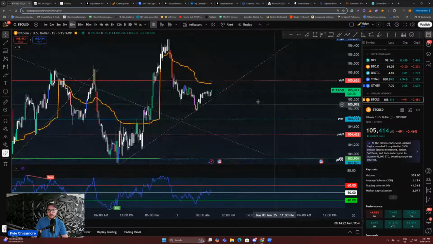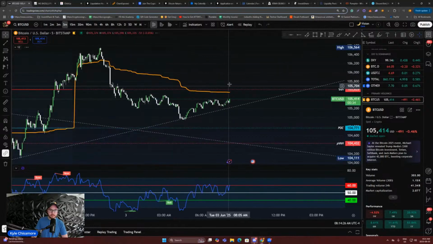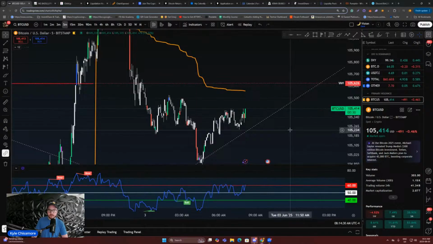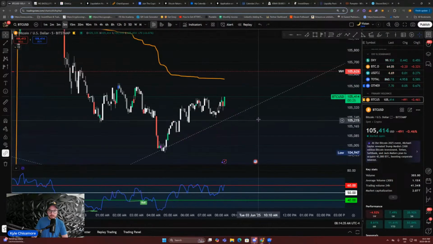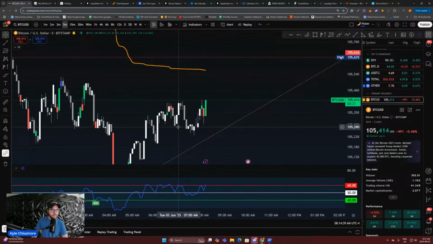Right now, it does look like Bitcoin might be trying to break this. It's more like a 5-minute structure. Yeah, we're getting above the 5-minute highs. We just get a 5-minute break of structure coming in a moment. Yeah, the 5-minute high is 105,412. So we just got the break of structure technically.